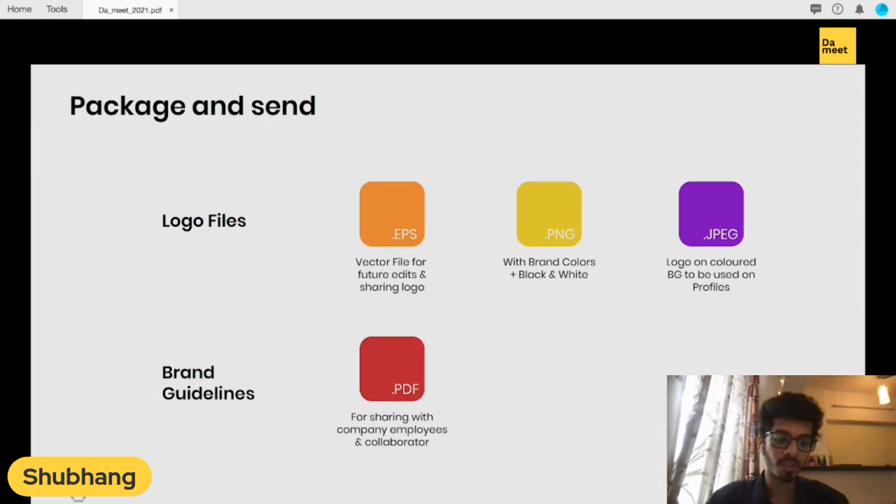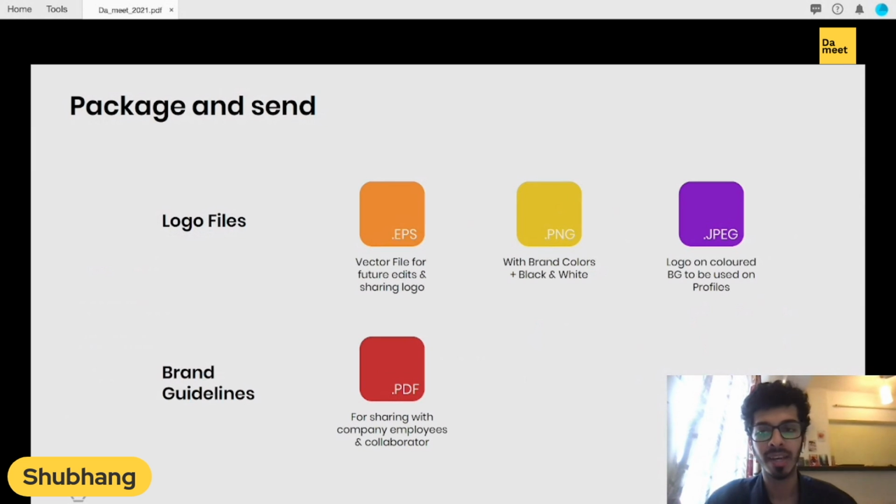So what should you include in the final package? The final package of your logo design process would generally include these things: an EPS format. Of course, these things you will only provide if they're mentioned to the client, like I'll be giving you EPS, PNG, and JPEG. Because if they just want a PNG and JPEG, then you can only give them a PNG and JPEG. Of course, it depends on them.